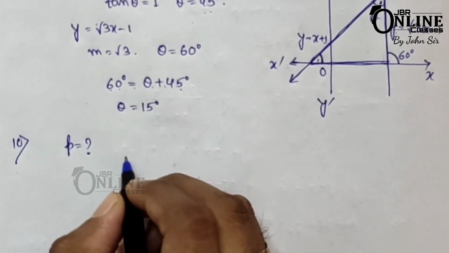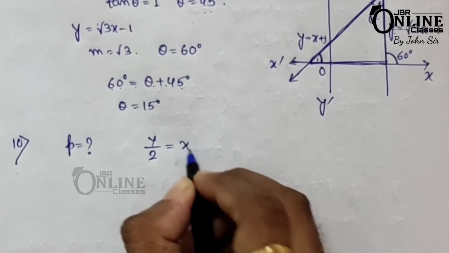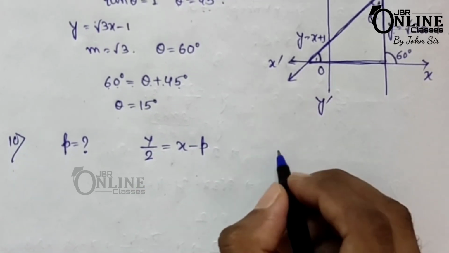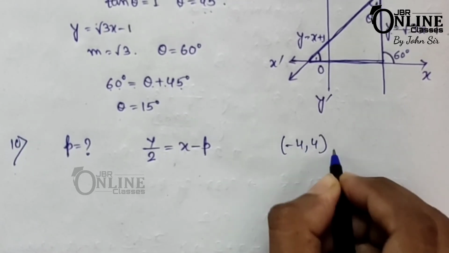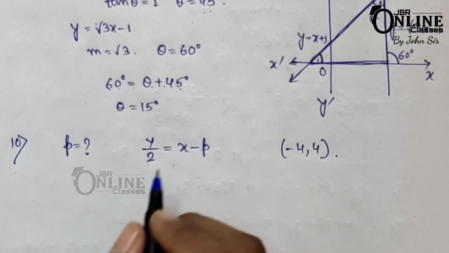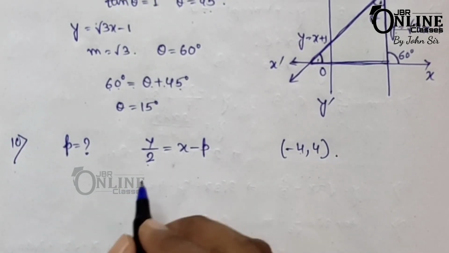Find the value of p, given that the line whose equation is y by 2 equal to x minus p passes through the point minus 4 comma 4. Here the equation is y by 2 equal to x minus p and it passes through the point minus 4, 4. That means it will satisfy the equation.